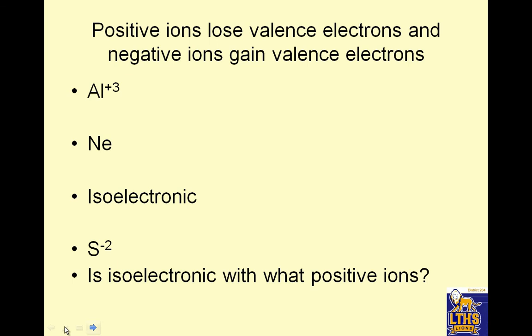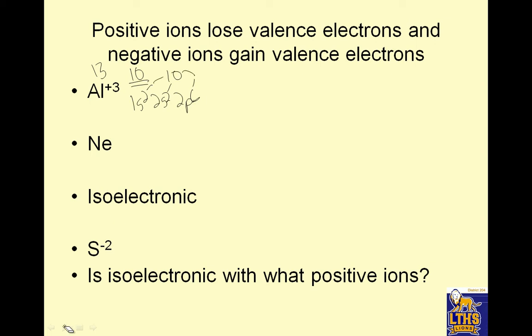Positive ions lose valence electrons, and negative ions gain valence electrons. So if I have aluminum plus 3, that means it's going to lose 3 electrons. So if aluminum normally has 13 and it's going to lose them, it's instead going to end up with 10 and be just like neon. So if I have 10 electrons, I'm going to start with 1s2, for the top row, 2s2, and then 2p6. And I'd like to point out something here. 2 plus 2 plus 6 is 10, and that's the right number of electrons, so I'm done.